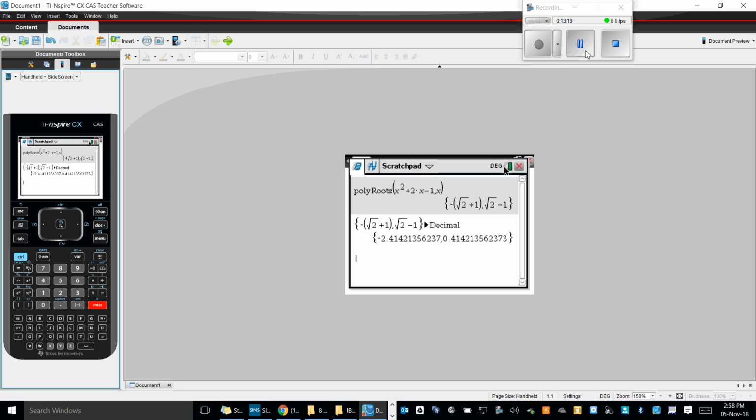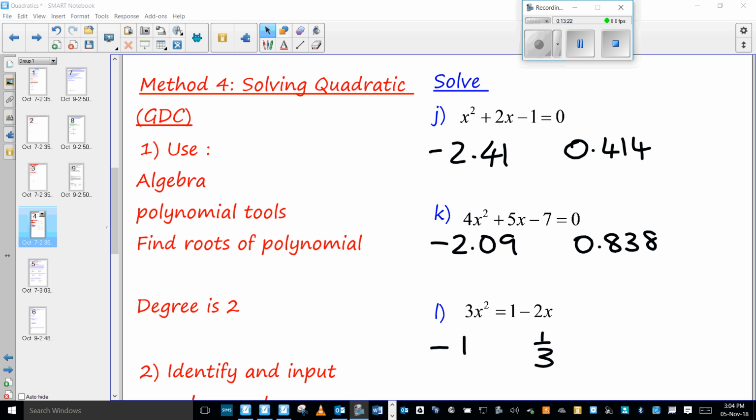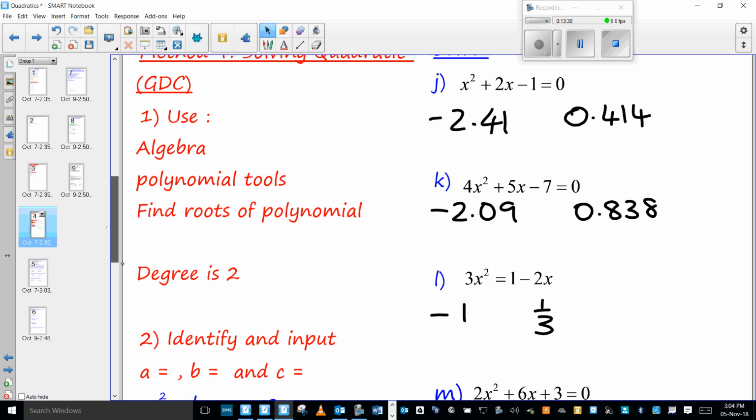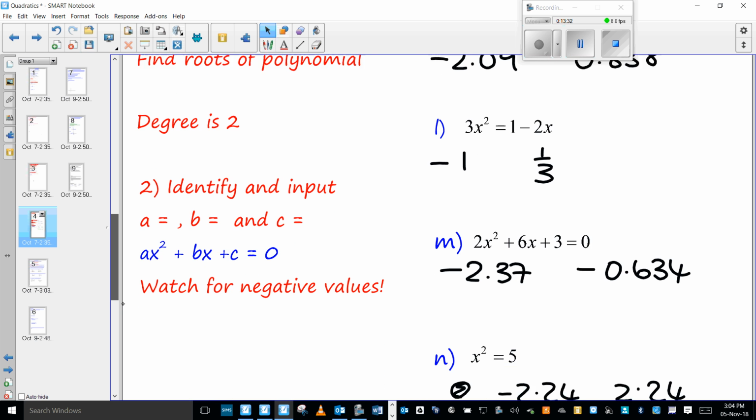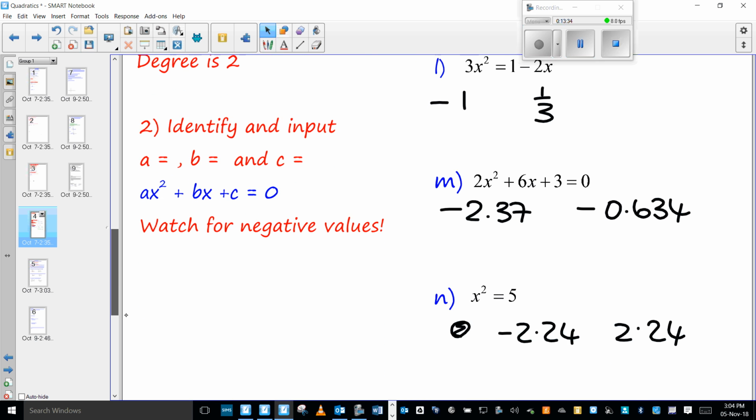Alright, so having used our calc, inputting those values, these are the answers that we got. Okay? Excellent. Let's try some practice.